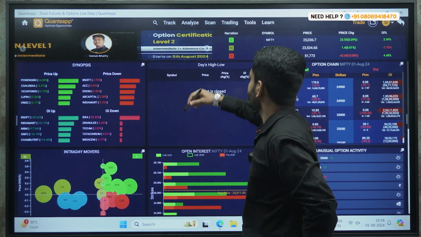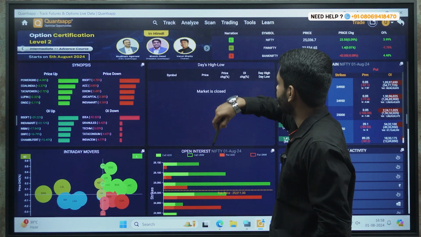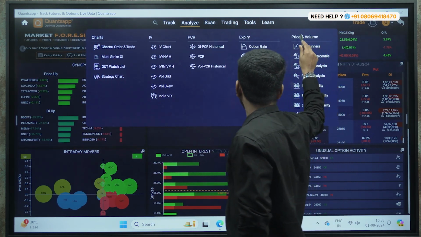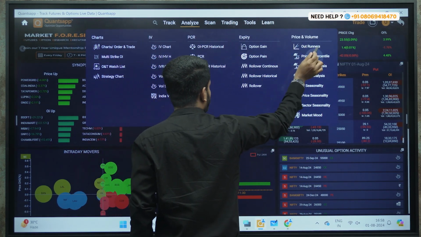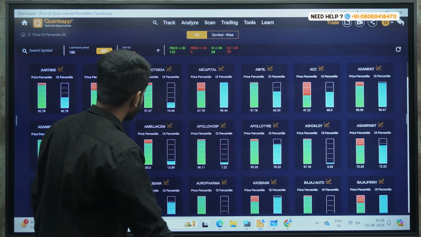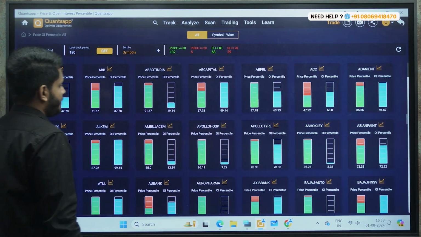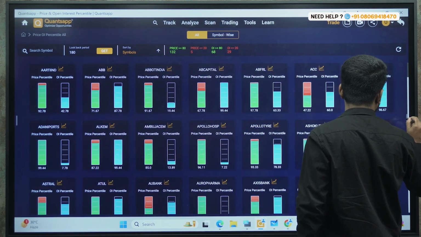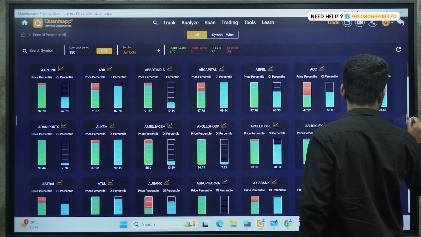So let's start price OI percentile now. Let me click on analyze, and under the price and volume section, the second option is price OI percentile. Let me explain the interface first, and then we'll check out how to use this tool.